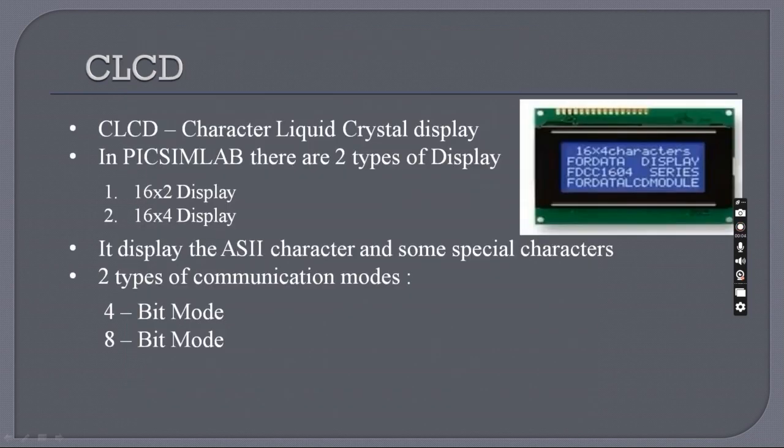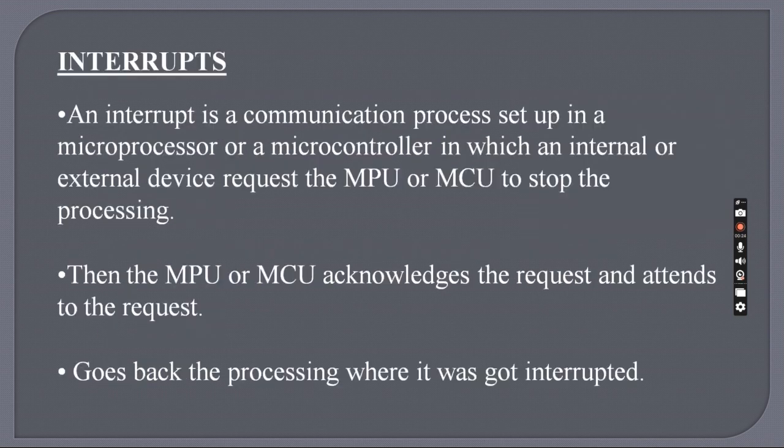Next, we'll talk about the CLCD, the character liquid crystal display. In PICSimLab, there are two types of display, a 16x2 display and a 16x4 display. This mentions the dimensions of the display. It displays ASCII characters and some special characters, and it operates in two types of communication modes, a 4-bit mode and an 8-bit mode. Next, on to interrupts.